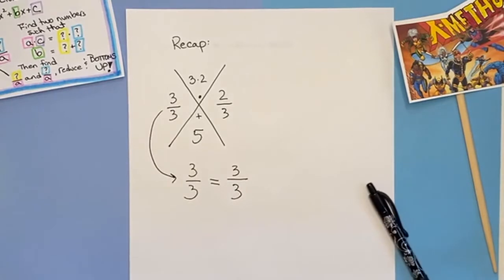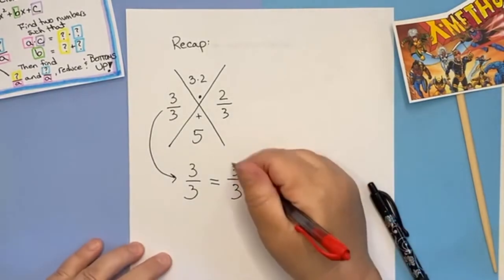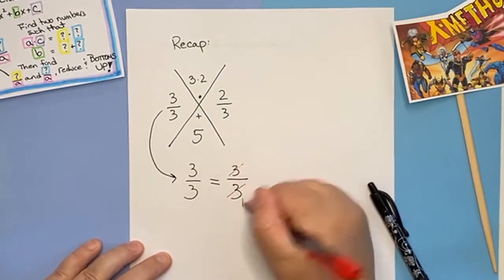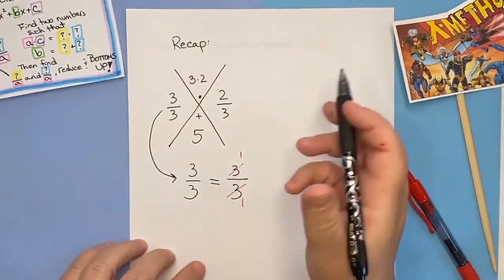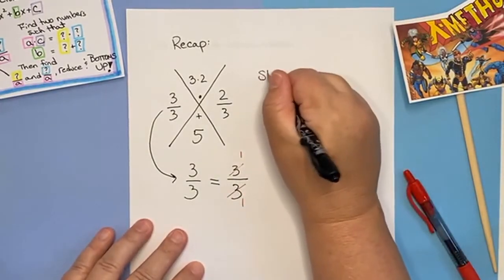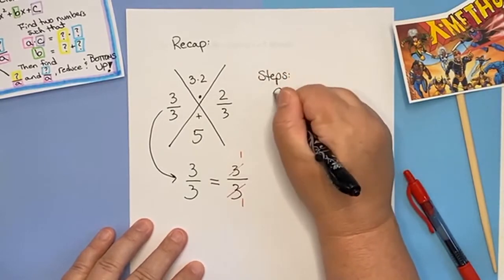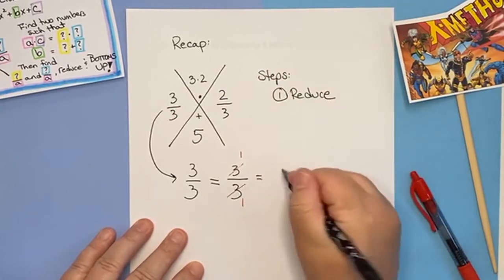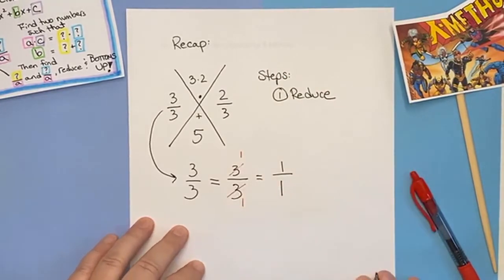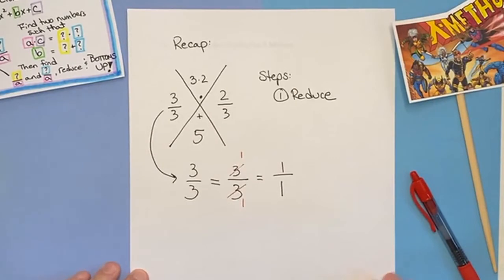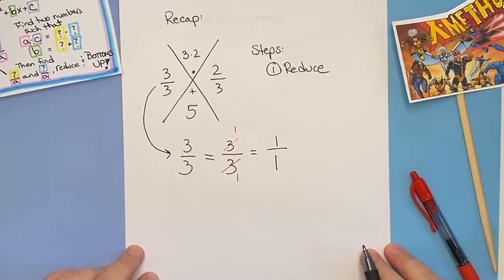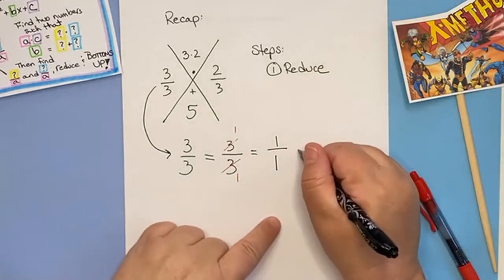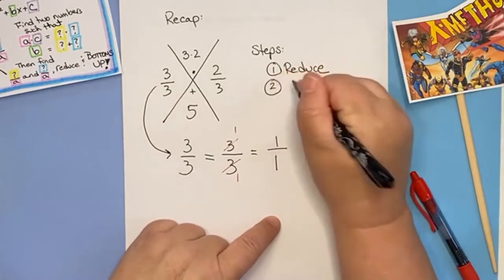Let me bring out my magic pen of destiny. I can cancel the 3. 3 goes into 3 once. 3 goes into 3 once. So we reduce. Let me write this up here. We're going to reduce, and then we're going to get a new fraction. And then that fraction is going to become one of the factors. And I know you guys are very excited. And then the second step is bottoms up.